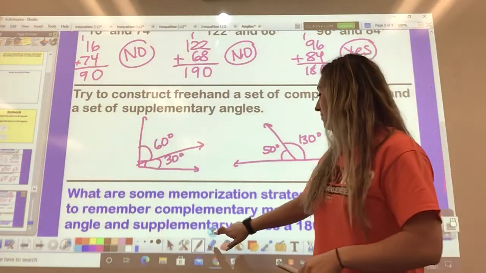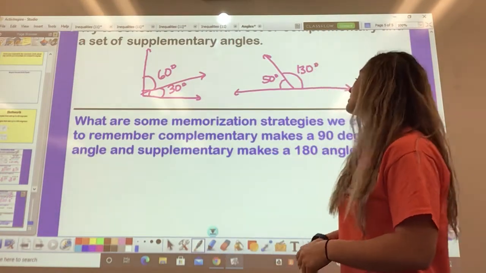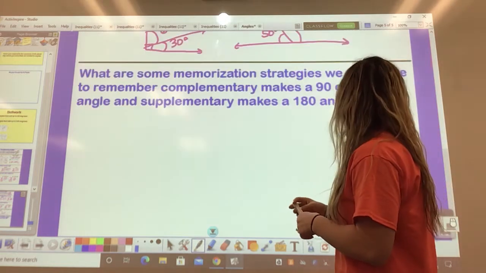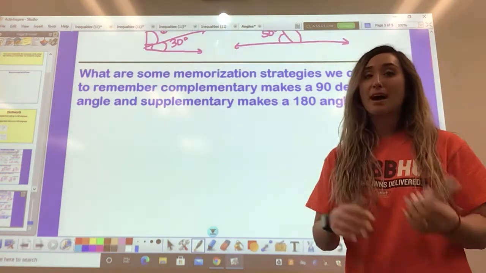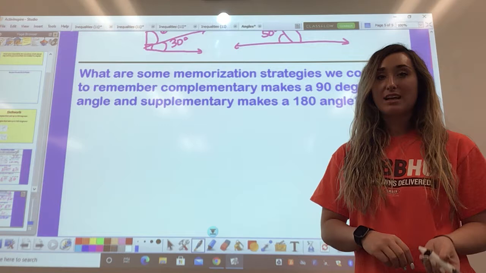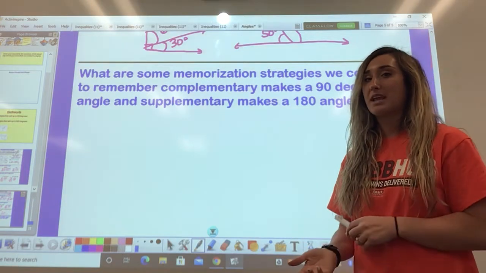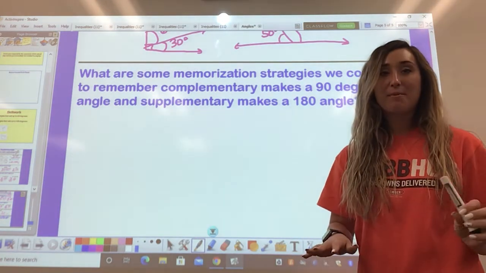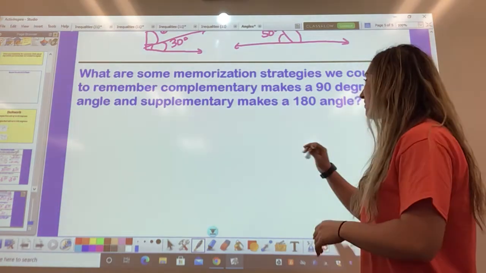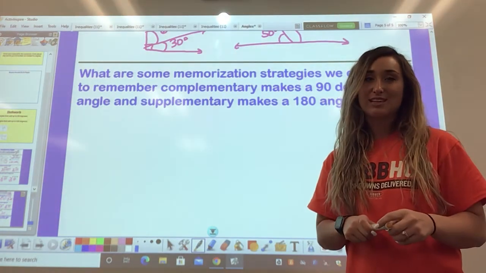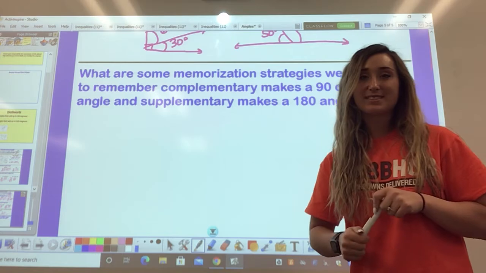And then the last thing that I want you to do is try and think of some memorization tips for how we can remember that complementary goes with 90 and supplementary goes with 180. Anything that you can come up with, even if it seems silly, write it below and we'll share these either later today or tomorrow. Sound good?